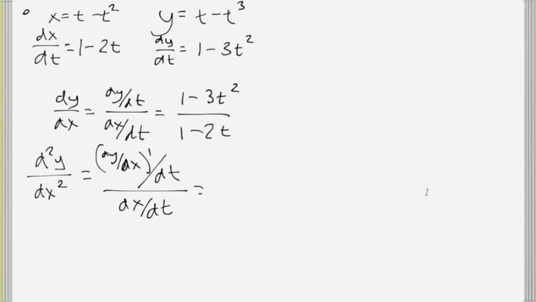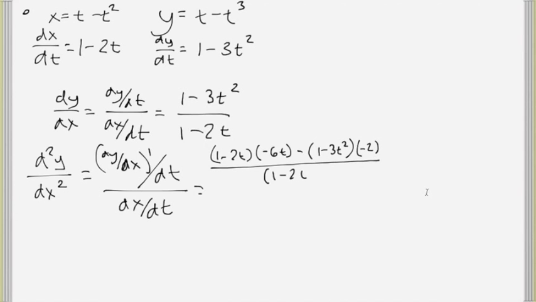So to take the second derivative of this thing, I need a quotient rule. So low d high minus high d low over low low. What's dt? dt is just that we're taking it in terms of t. Then I'm going to divide this by the original dx dt.